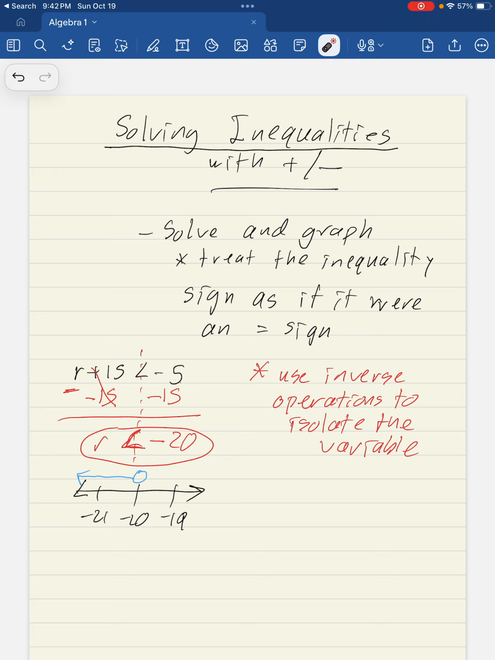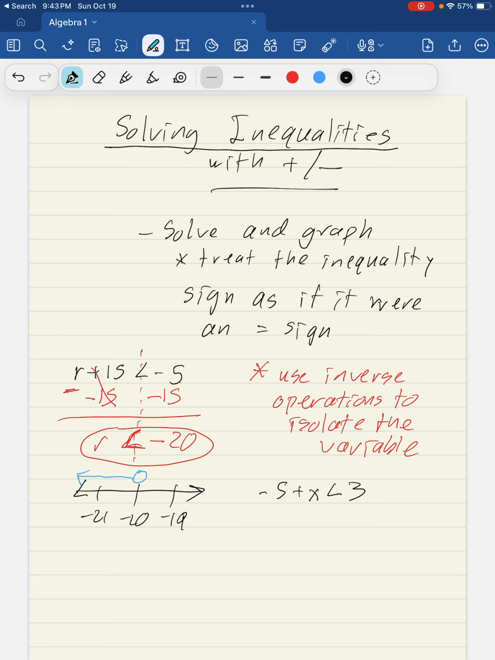All right, let me do one more right here. I think I got the space for that. How about we go negative 5 plus x less than 3. Okie dokie. We are going to get the x by itself. So I'm going to add 5 to both sides. And I have x is less than 8.